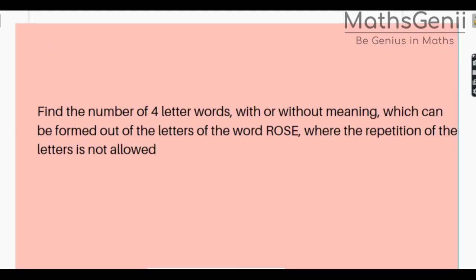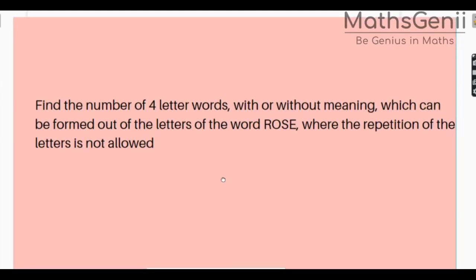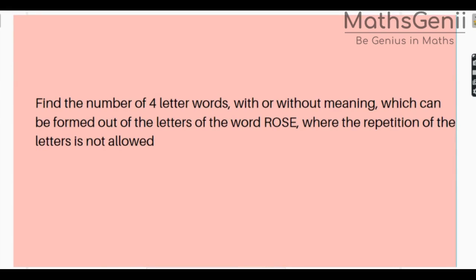Now let's look at some tougher ones. If you already know combination, I'd suggest you can forward the video and then see permutation. Now let's look at this question. Find the number of four-letter words, with or without meaning, which can be formed out of the letters of the word ROSE, where repetition is not allowed.